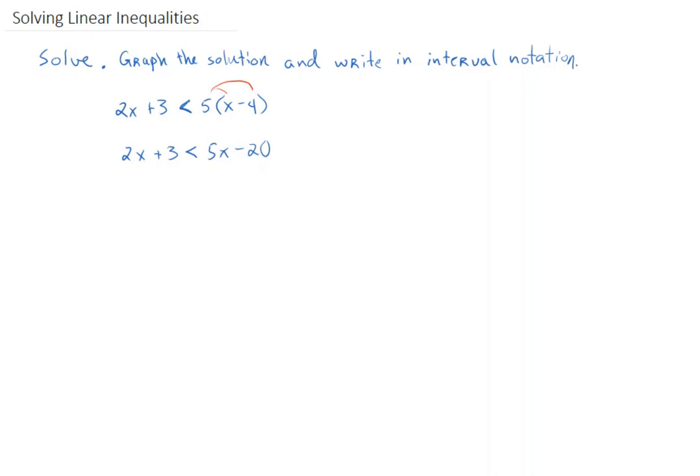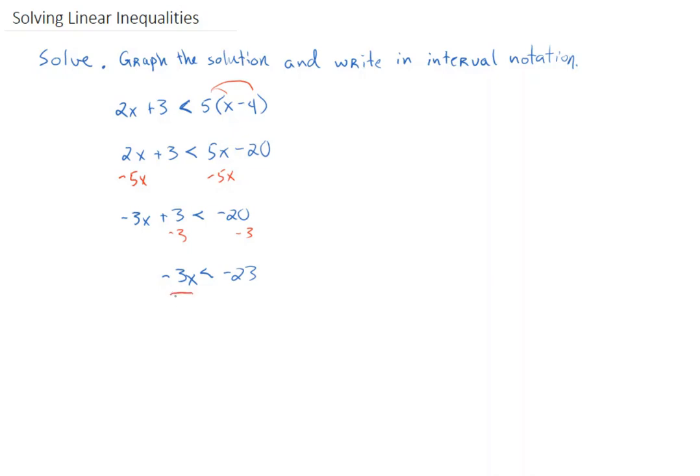Now I have x's on both sides of my less than sign, so I need to get those on the same side. So I'm going to subtract off my 5x on the right. What I do to one side I have to do on the other. That gives me that negative 3x plus 3 is less than negative 20. And so now we're back to kind of where we were at with the start of the previous example. So we're going to subtract 3 from both sides. That gives me that negative 3x is less than negative 23.